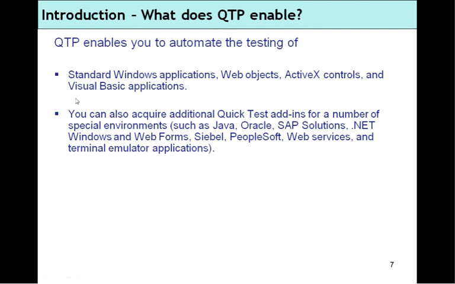That is what it is saying here. You can also acquire additional quick test add-ins for a number of special environments. But the default environments are Windows, web applications, ActiveX controls, and Visual Basic. The trial version supports these first four: Windows, web-based, ActiveX, and Visual Basic. Suppose your application is developed in any one of these, Java, Oracle, SAP. For that we need to have an add-in.